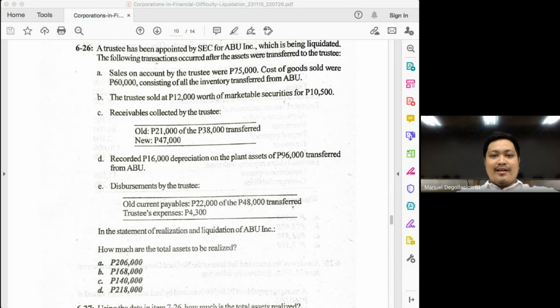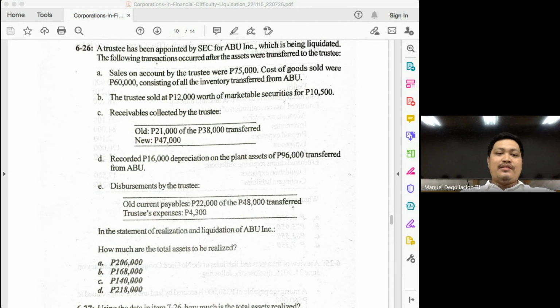Okay? And then during the liquidation process, the trustee was able to sell the marketable securities. Sorry, how much was the price? The initial value is 12,000, but it was sold for 10,500. So our starting point for this investment would be 12,000. So for our assets to be realized, we will be using the 12,000.